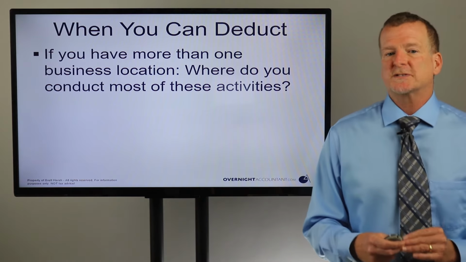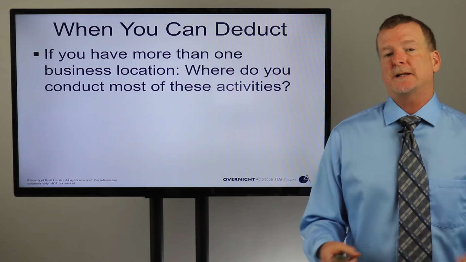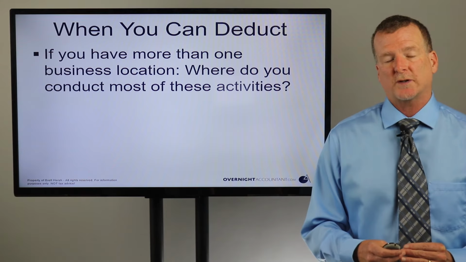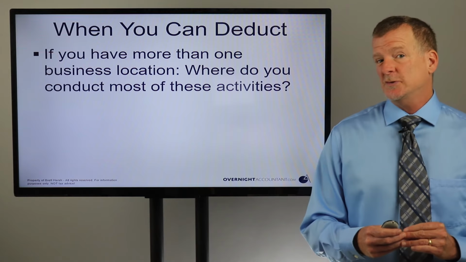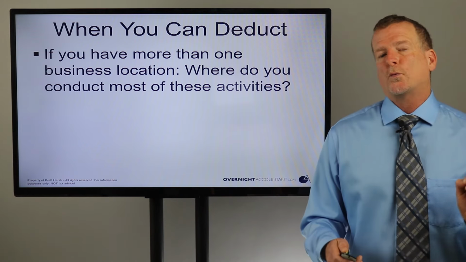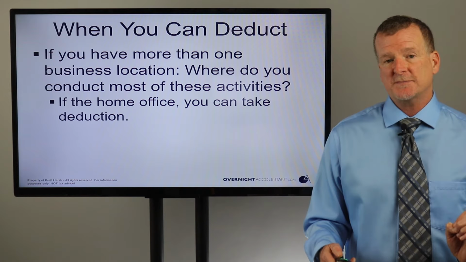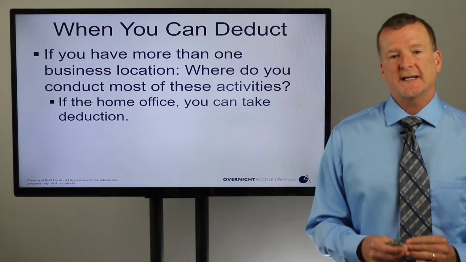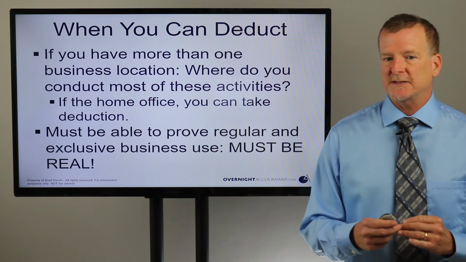If you have more than one business location, you want to ask yourself, where do you conduct most of these activities? Maybe you're allowed to go in your broker's office and do some work there. Maybe you have a cubicle that's shared and not yours exclusively, that you do use sometimes. But the thing is, where do you do most of your work? And if it's your home office area, guess what? You can take the home office deduction. And we want you to take it because we want you to maximize those auto expenses.